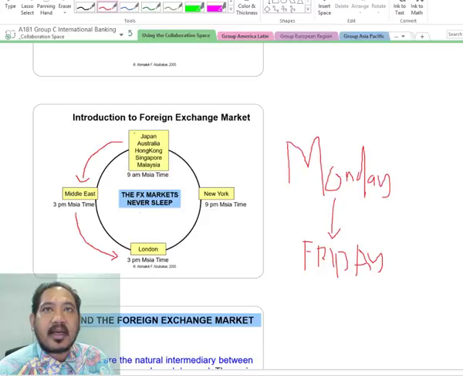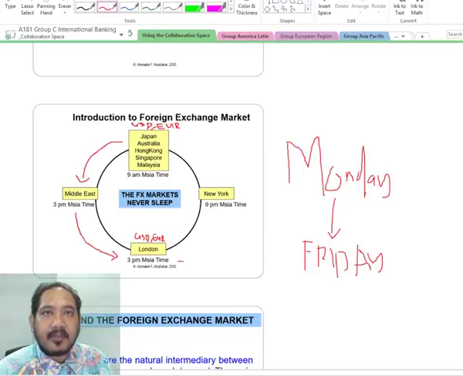So here, currencies, for example USD and euro, all the major foreign currencies can be traded 24 hours a day. So also when London opens, we have the transactions of USD, the buying and selling of the currency, euro, and GBP, which is the London currency.